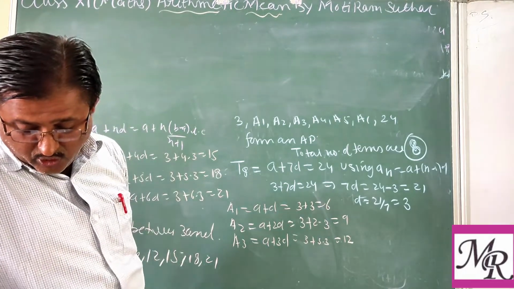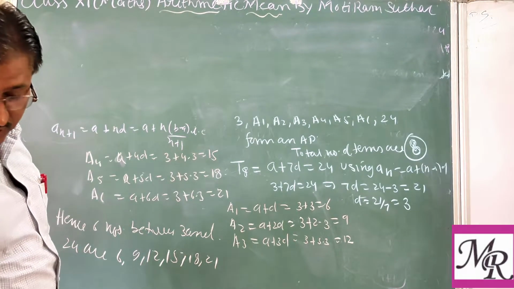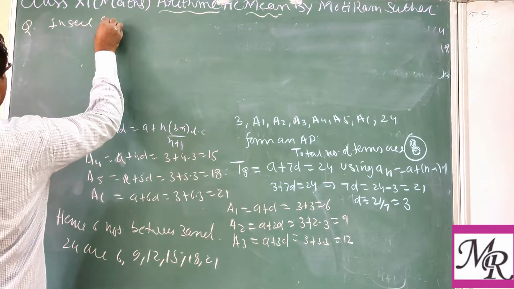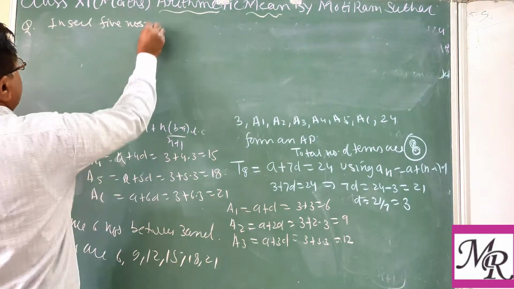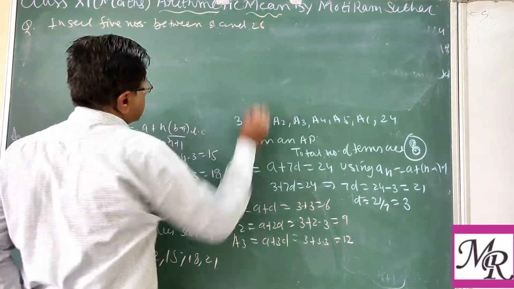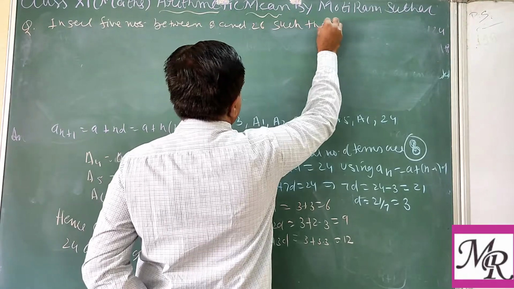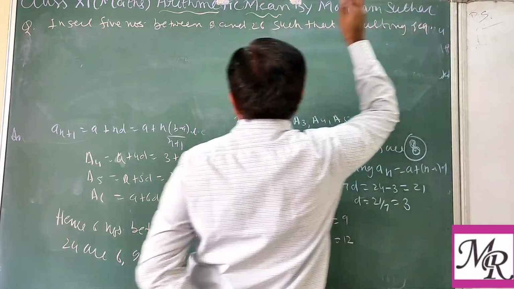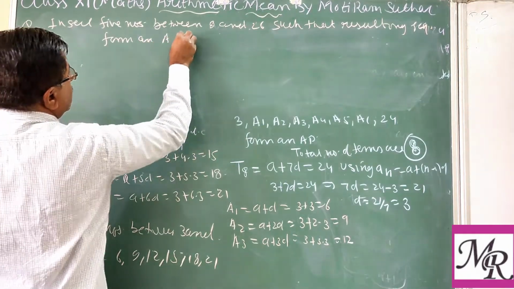Now similarly one more question we have. Exercise question 14. Insert 5 numbers between 8 and 26 such that the resulting sequence forms an AP.